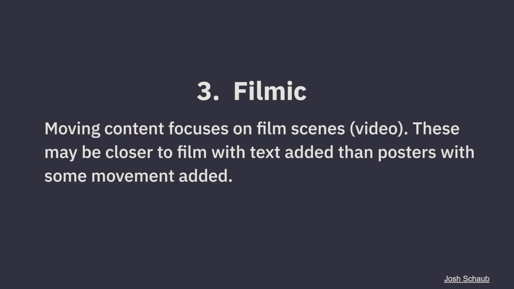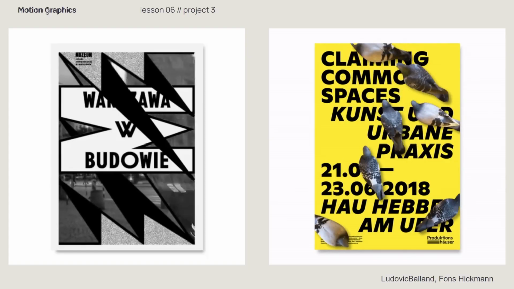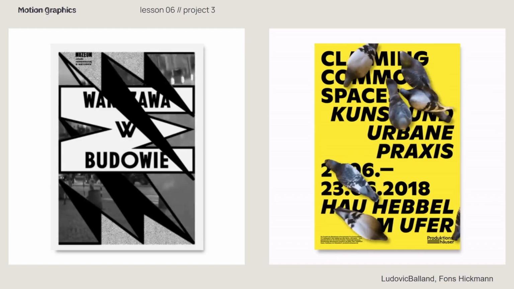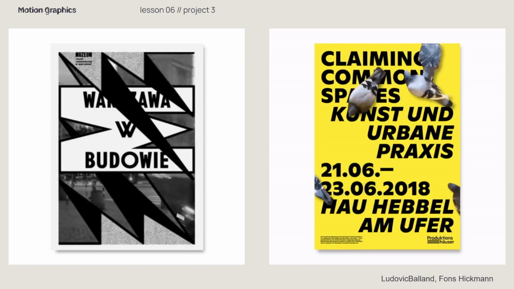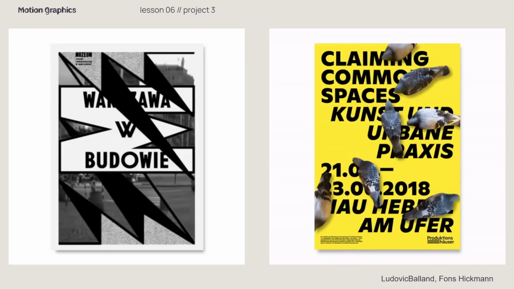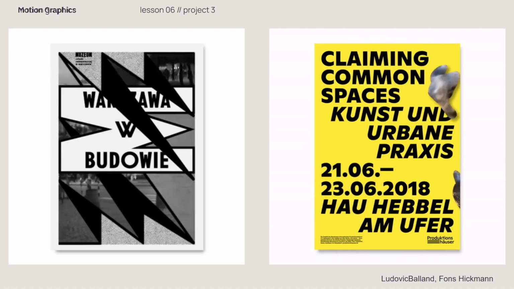Finally, we have filmic posters. These are moving posters that focus on the use of film or video in them. This acknowledges that these motion posters exist along a spectrum from motion graphics to cinema or film. So these are examples of filmic motion posters. On the left, you can see that there is a graphic composition in the foreground, but there is a video collage in the background. On the right, there is this video of these pigeons pecking at the ground that are masked or green screened out so that the design is showing through.